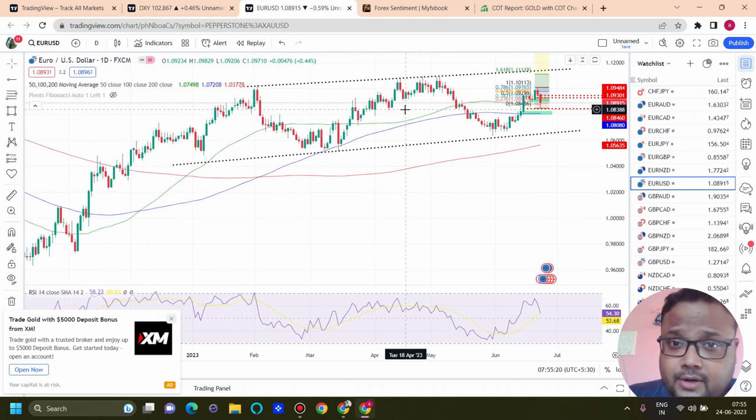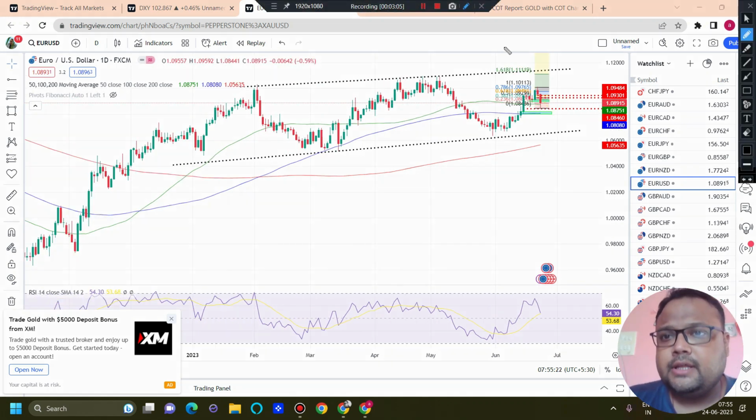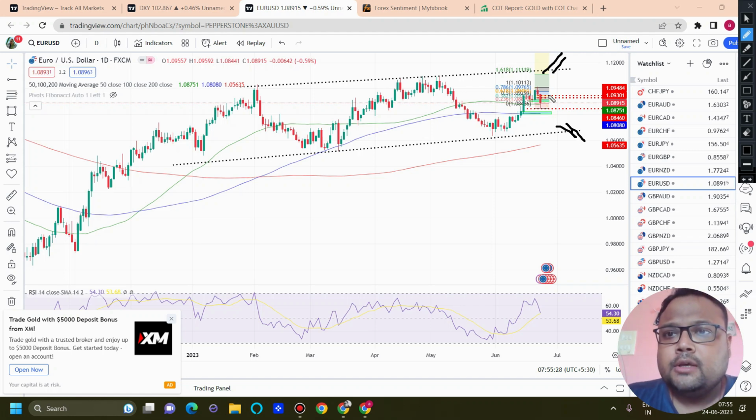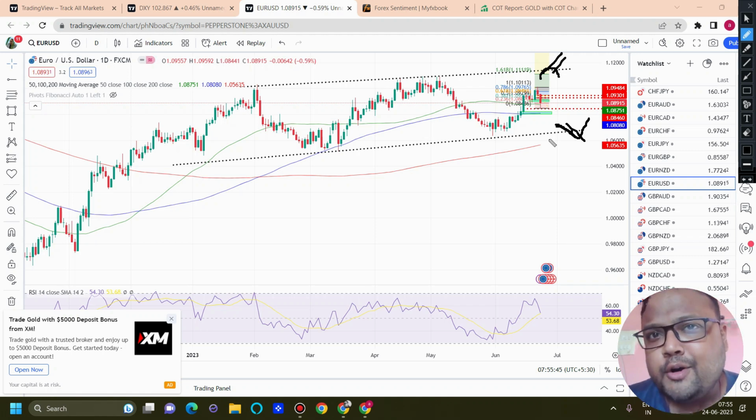So if you're a swing trader, if you're a positional trader, then obviously you'll have to wait for the market to either hit this level or hit this level. Because if Euro USD reverses from the line at the top, you can go for a sell. If Euro USD reverses from the line at the bottom, you can go for a buy if you're a swing trader or positional trader. But if you're a day trader, then obviously things will be a little bit critical for you and you need to observe many other things.